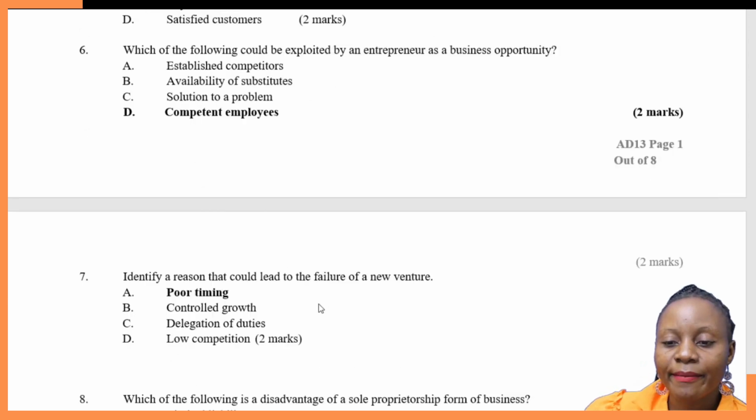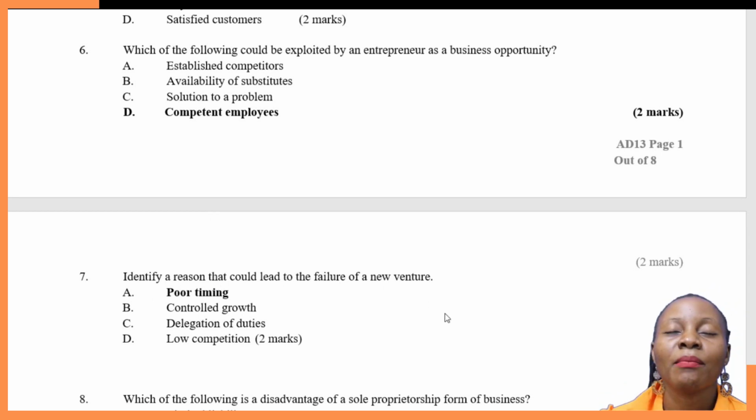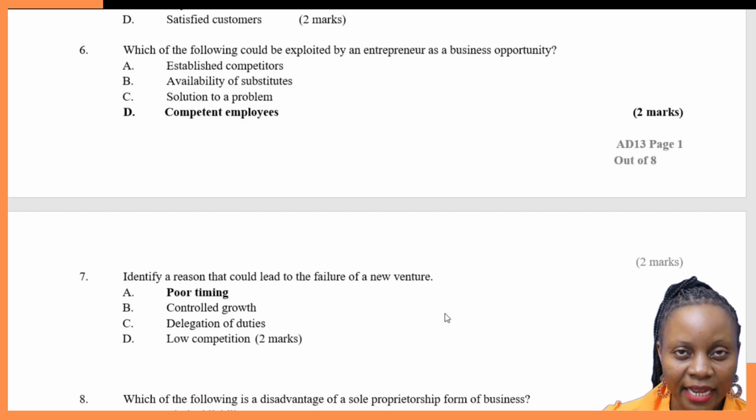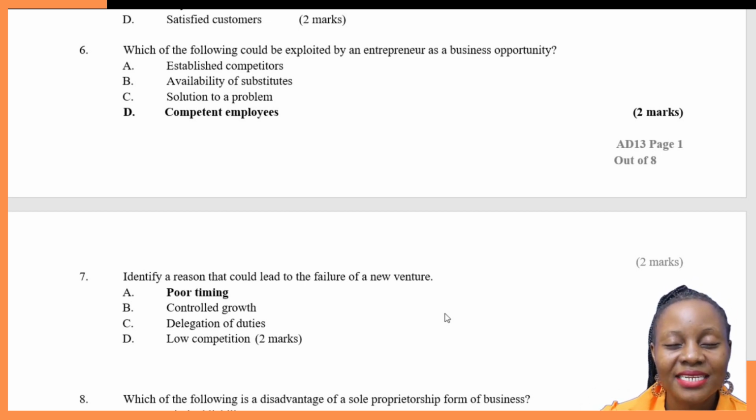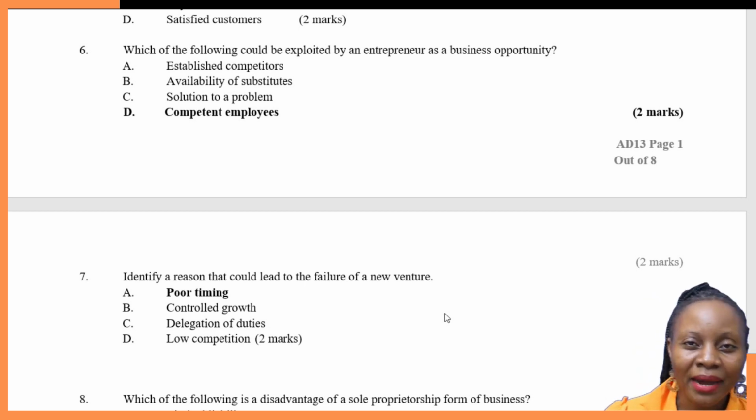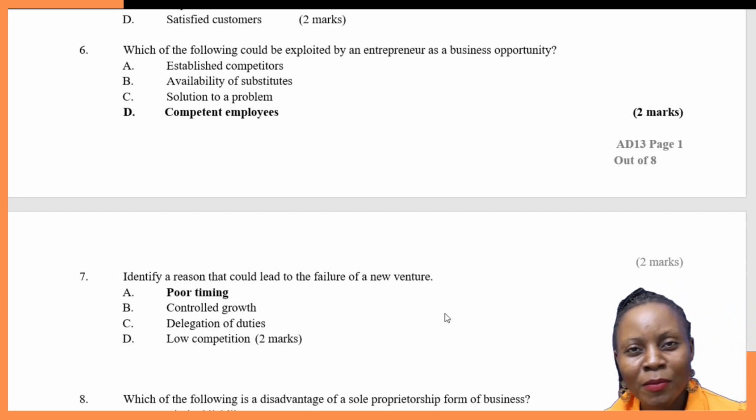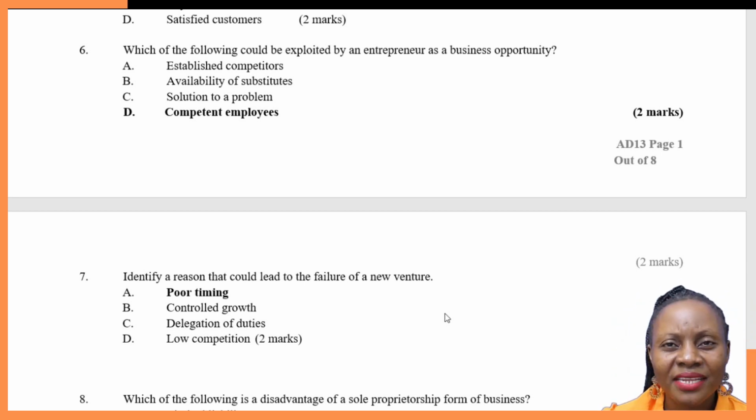And then we have number 7, identify a reason that could lead to a failure of a new venture. What can make a new venture fail? A new venture is just a business that started recently. That's why we call it a new venture. You ventured into a new business recently, maybe a month ago, 2 weeks ago, or maybe 2 months ago, but this venture is bound to fail. What could be some of the reasons that could make this new venture of yours fail?